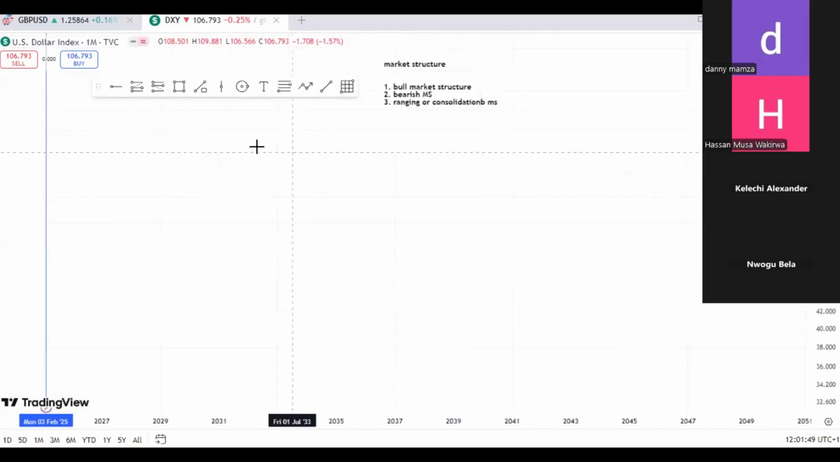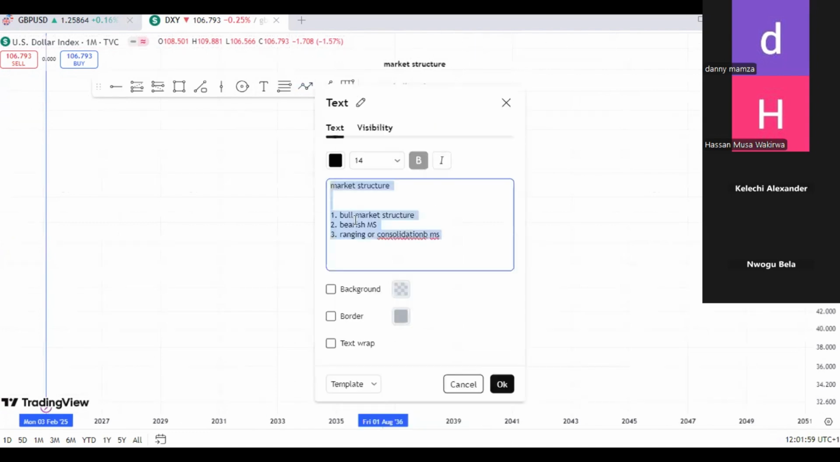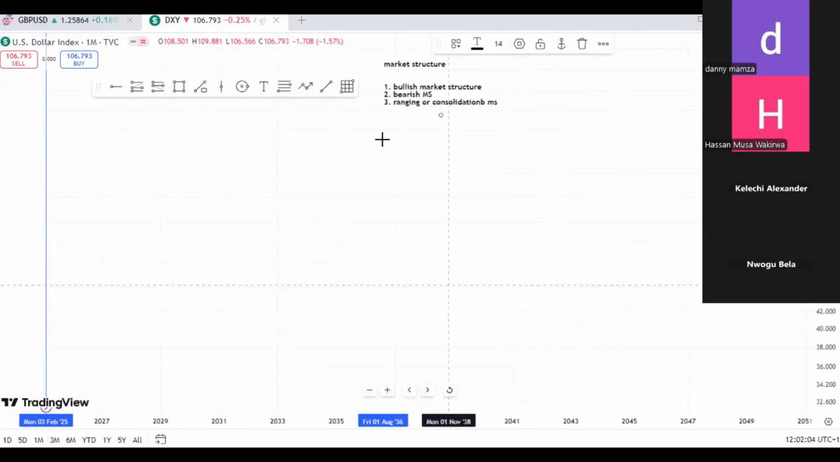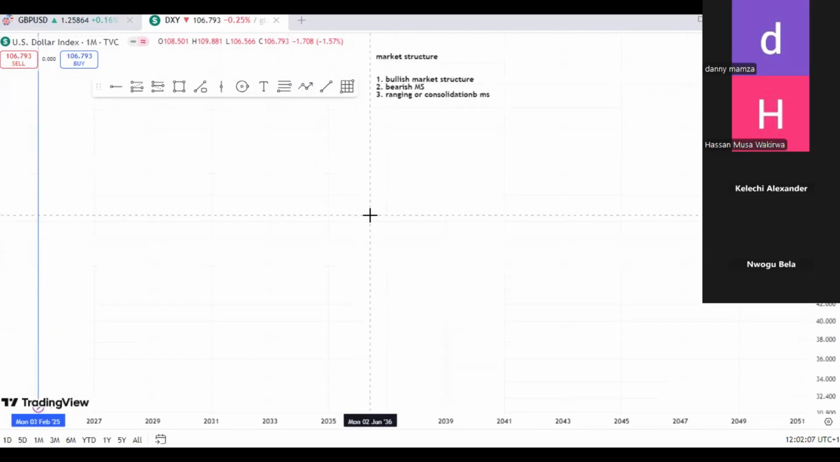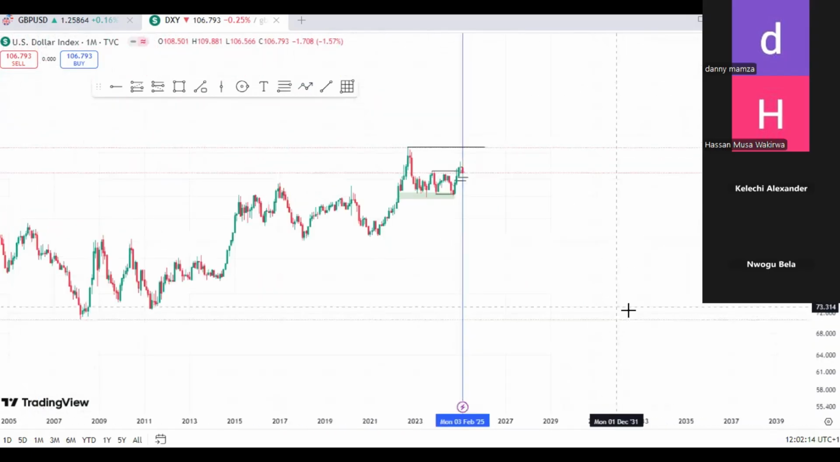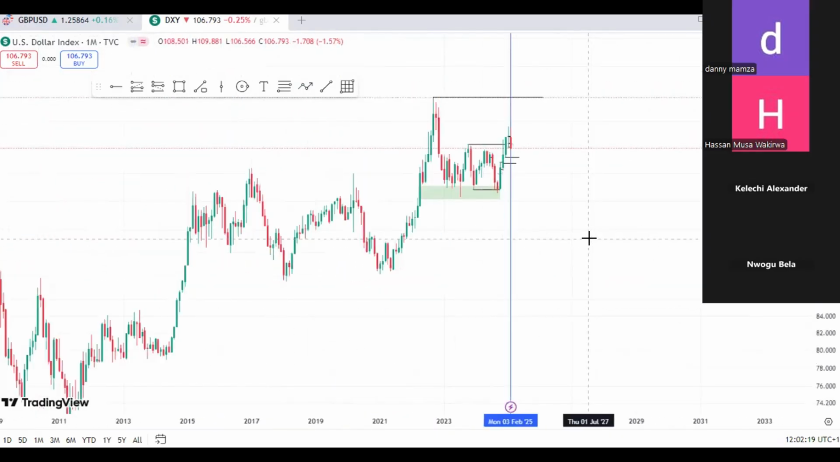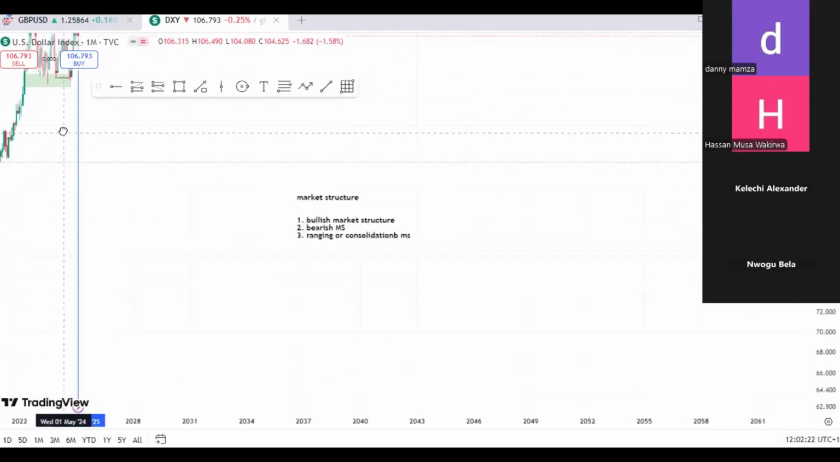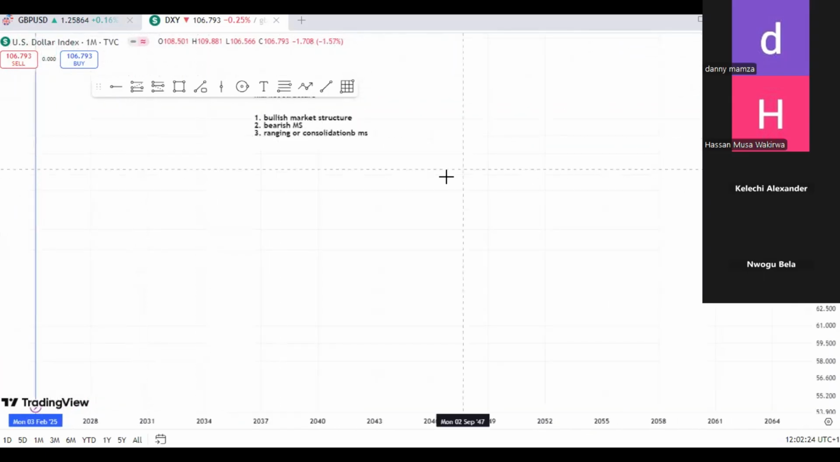Now I'll take time and explain each of these structures for us to be able to understand it. The first one I said is a bullish market structure. Earlier I said that the same way candles either go up or go down, the same way structure is in the market. In a situation where there are more buying candles, the market will tend to form a bullish market structure. If there are more bearish candles, the market will tend to form a bearish market structure.